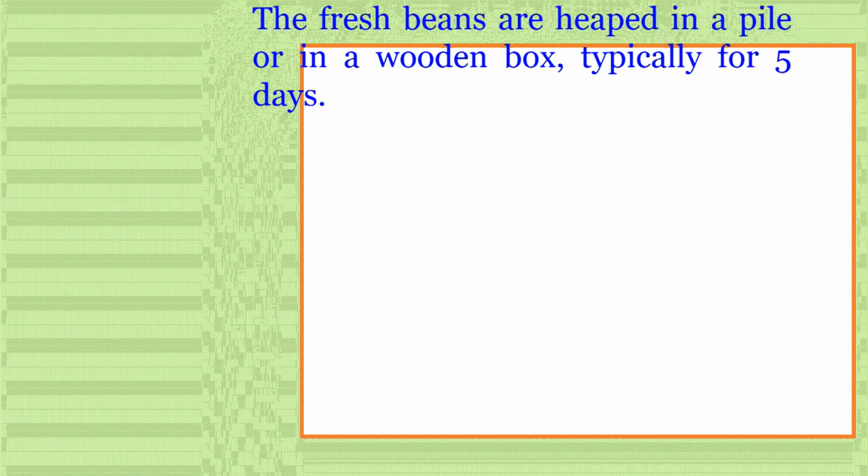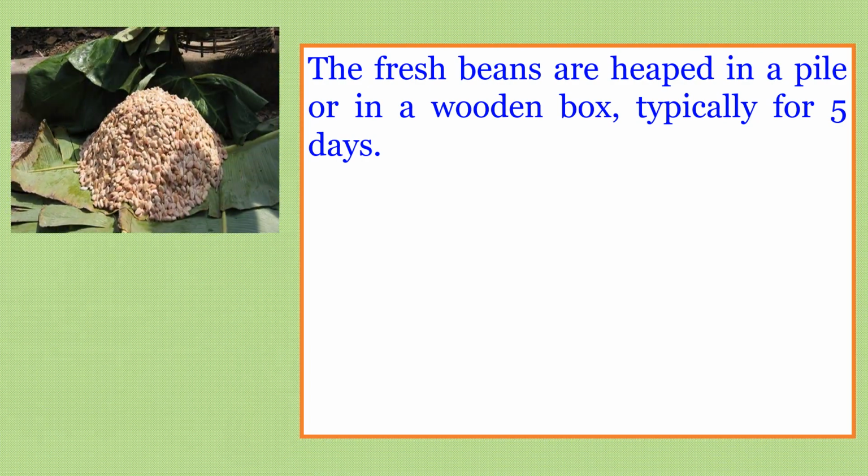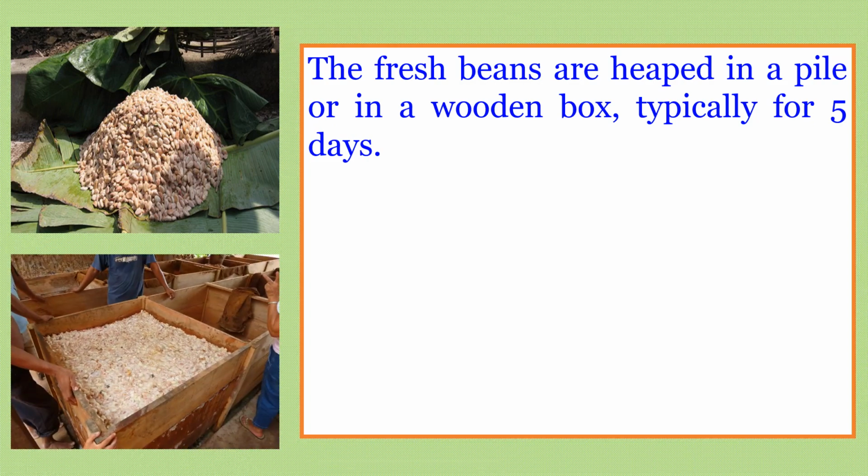For fermentation, the fresh beans are heaped in a pile or in a wooden box, typically for 5 days. The adjoining image is of the heap over plant leaves, and the heap is covered by plant leaves during the fermentation process. Another image is of beans kept for fermentation in a wooden box.